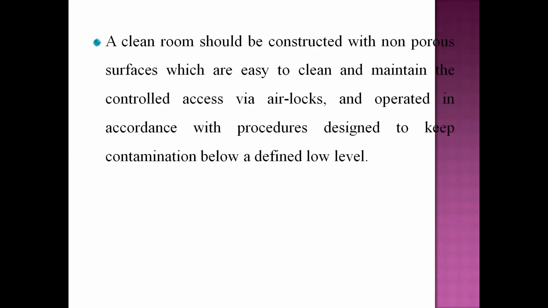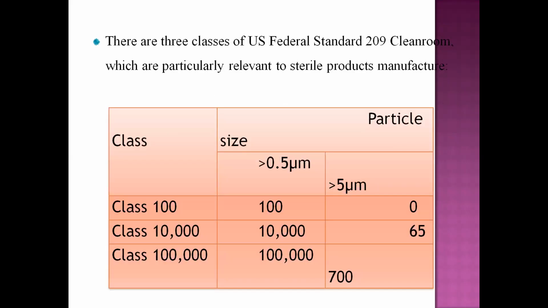Clean rooms should be constructed with non-porous surfaces which are easy to clean and maintain, with controlled access via airlocks, and operated in accordance with procedures designed to keep contamination below a defined low level. There are three classes of US federal standard 209 clean room which are particularly relevant to sterile products manufacture. So let us look at the class size and particles.